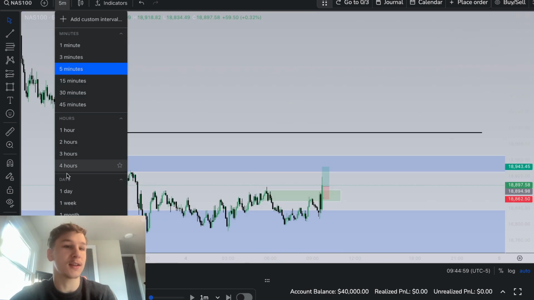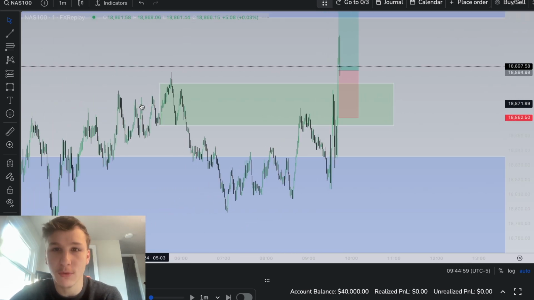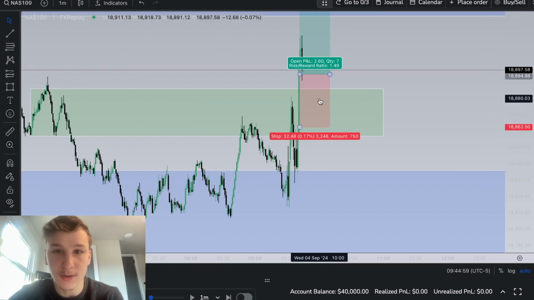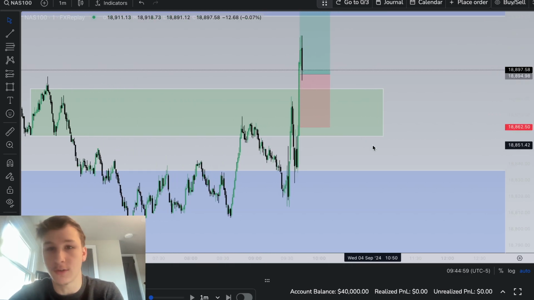All right, so let me know. Would you guys take this? It's a 1.5 risk to reward, and your stop loss has to be relatively wide relative to this large gap. Let me know if you take this.